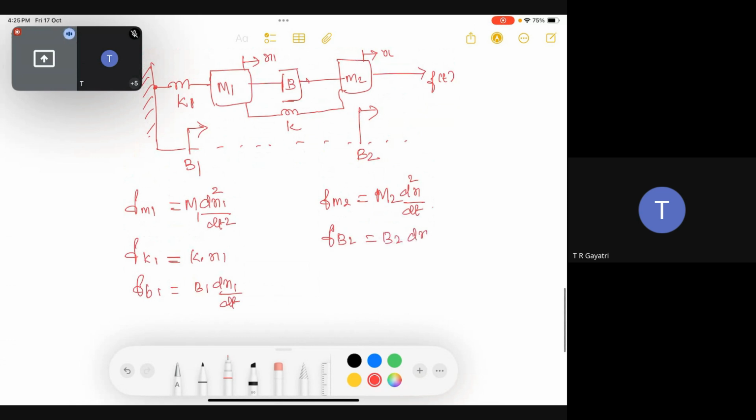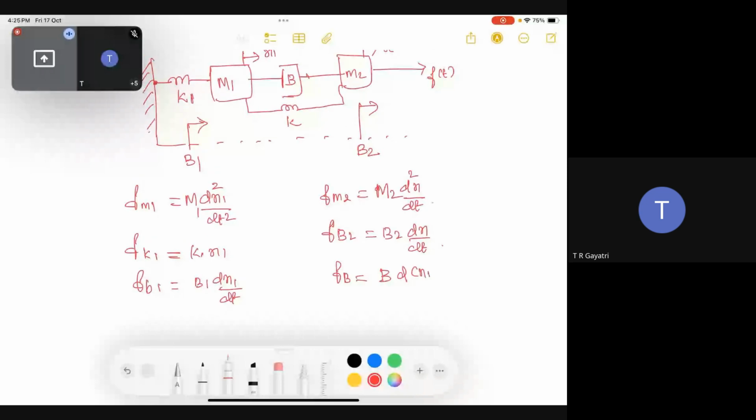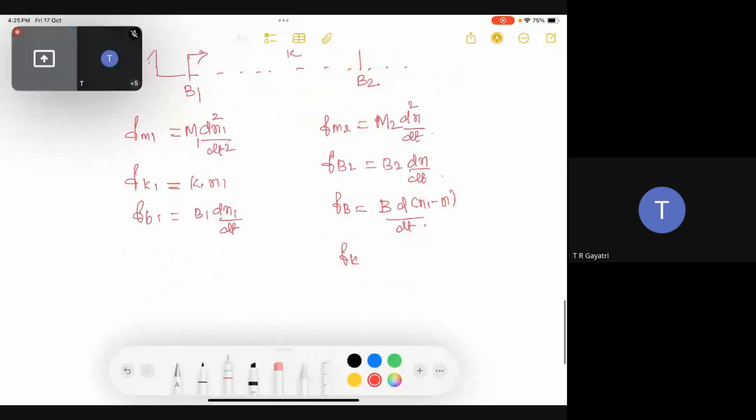Now we come to the connected elements, B and K. So F of B, I have to write carefully, will be B into d(x1 minus x) by dt. F of K equals K into, there will not be any d, x1 minus x. Correct? Did I miss anything?